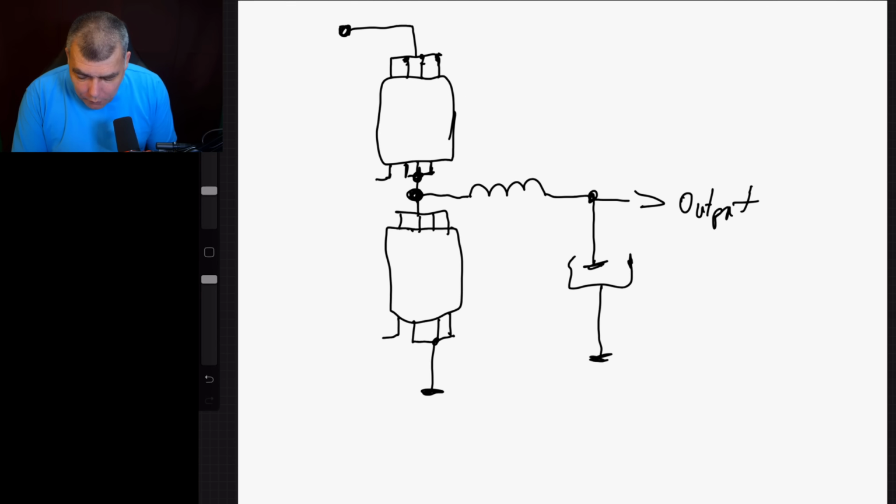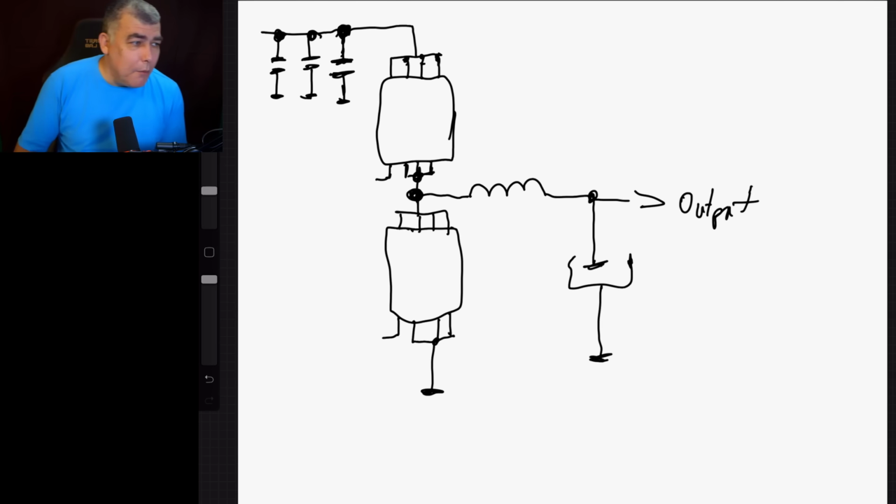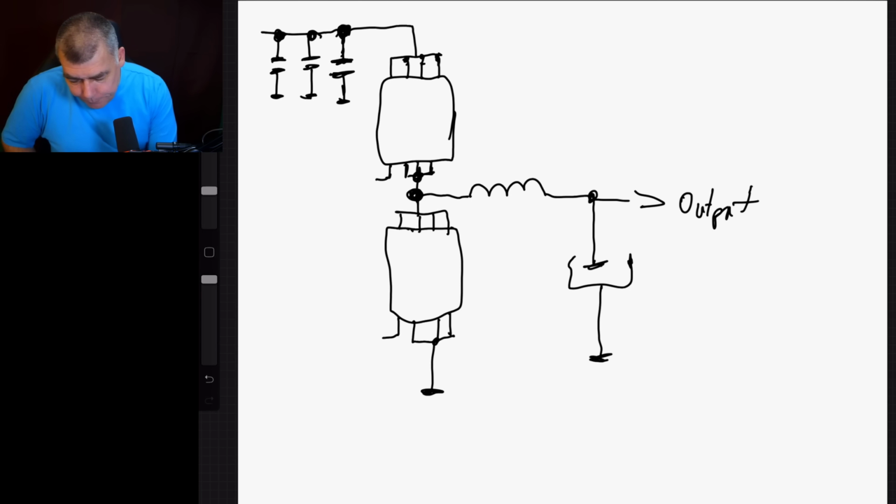And on the input, you will see some ceramic capacitors, which are bigger than normal. You can have one, you can have two, you can have three, even more. These ceramic capacitors are most likely to fail. You remember, always when we find a short capacitor, it's one of those capacitors. Okay? So that's the path. That's how you can find the path.